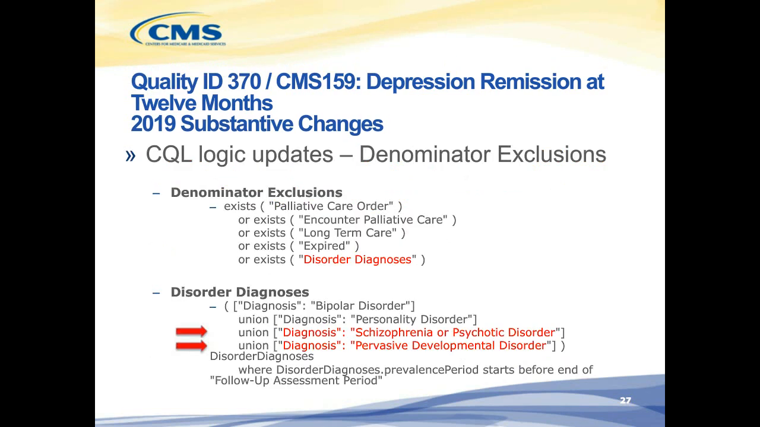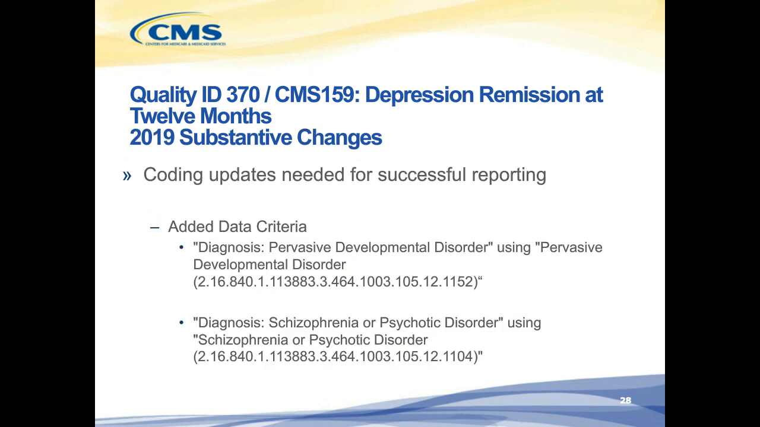Okay, when we look at where does this show up in the CQL logic? First, we look at the denominator exclusions definition, and I have that listed here. And you can see in red there's a reference to diagnoses called disorder diagnoses. And when we further look into that definition, disorder diagnoses, you can see highlighted in red the new diagnoses of schizophrenia or psychotic disorder and pervasive developmental disorder. Coding updates needed for successful reporting of this measure include the new value set pervasive developmental disorder and the new value set schizophrenia or psychotic disorder.